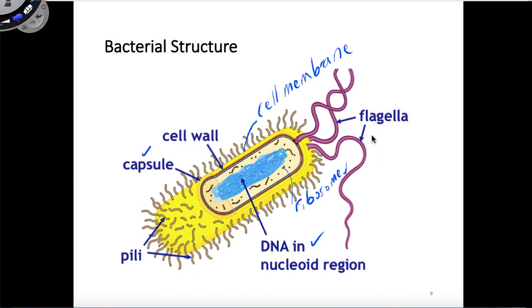And then, like I was saying before, not all bacteria have flagella. Some do, some don't, and this is used for movement. And some bacteria have pili, which are these hair-like appendages that can sometimes be used for motility, but most of the time they're used for communication from one bacteria to the other.